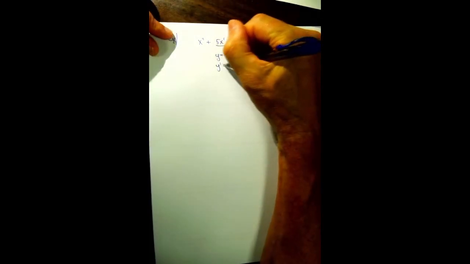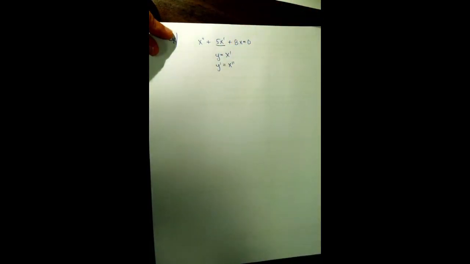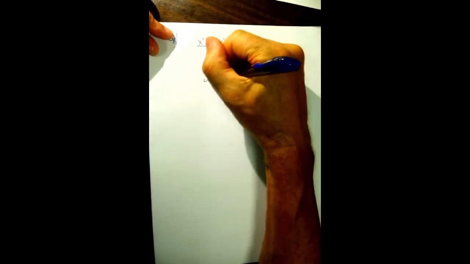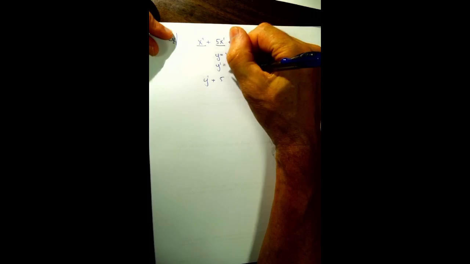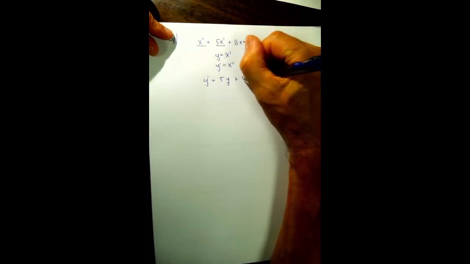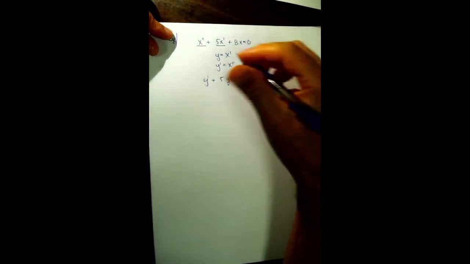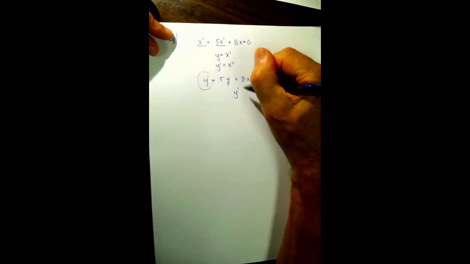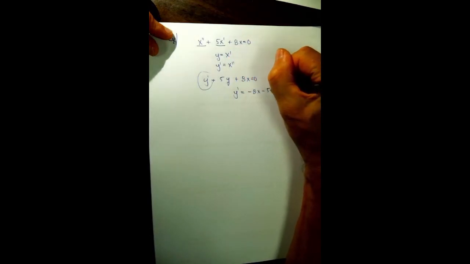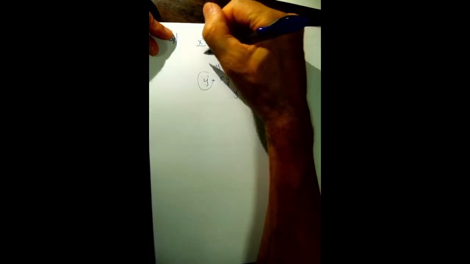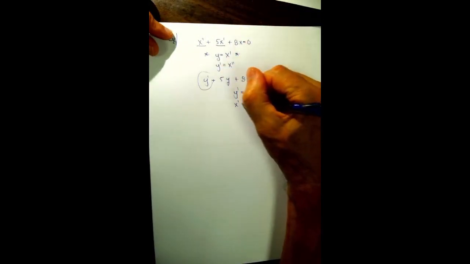I'm going to define y to be x prime, so that becomes a 5y. Y prime is my x double prime. So this becomes a y prime. X prime becomes y, so that's plus 5y plus 8x is 0. I'm going to solve for that. So solve for y prime. It's going to be minus 8x minus 5y. And from this equation, I get that x prime is y.